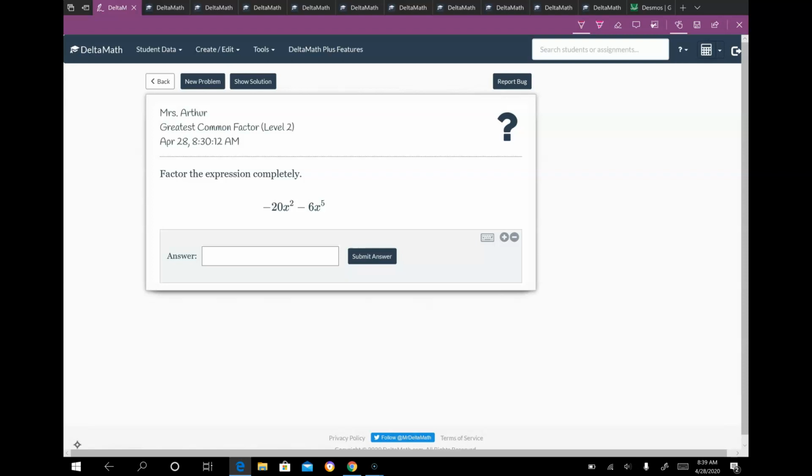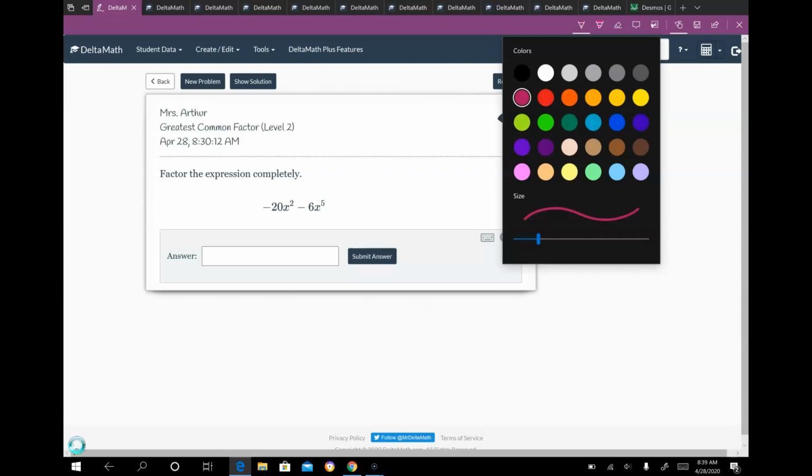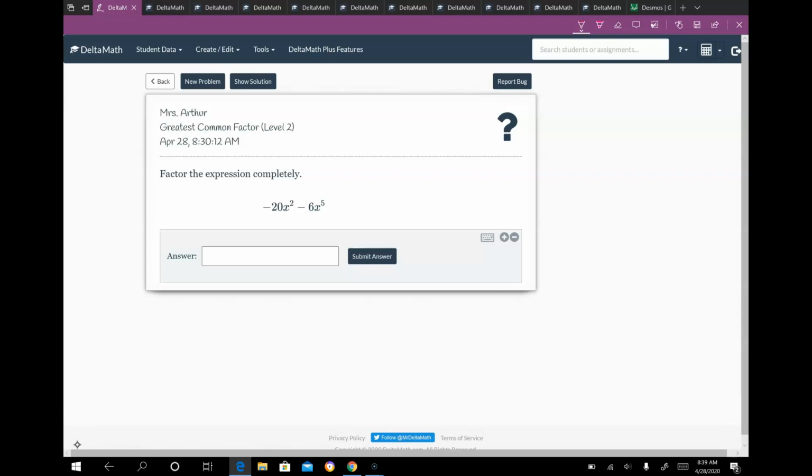Alright, so factor the expression completely. Okay, so when you're factoring, you first need to look for a GCF. Okay, a GCF is super important. Even when you're factoring these other ones down here, still look for the GCF. Okay, so when I look at these two numbers, do they have anything in common? Yeah, they do. They have 2.